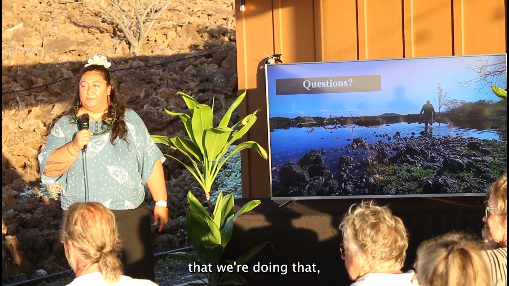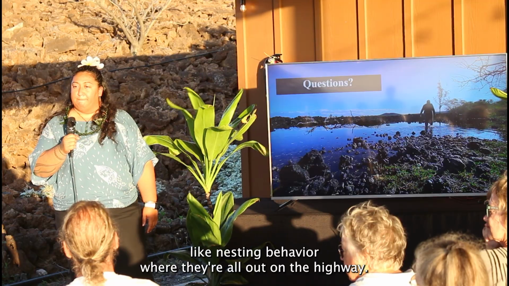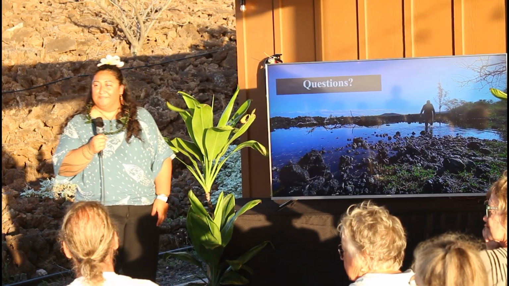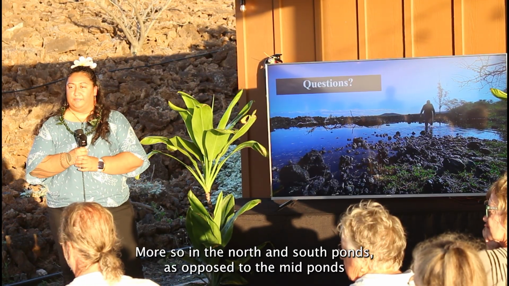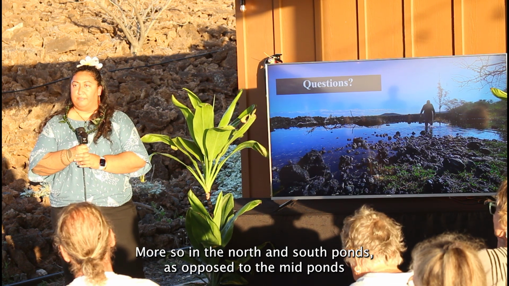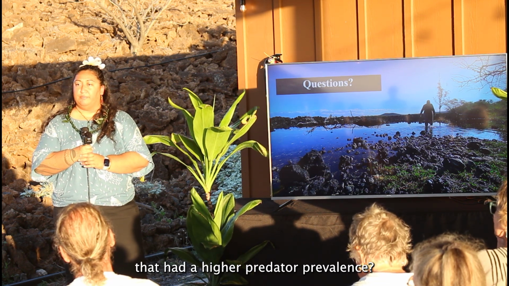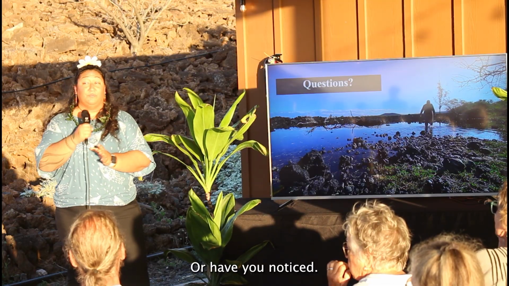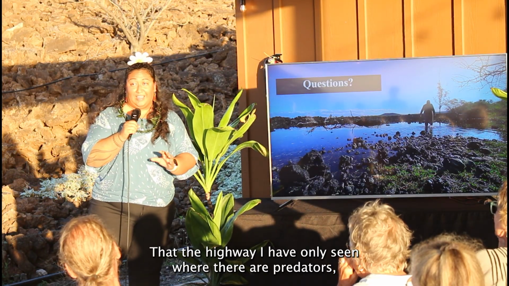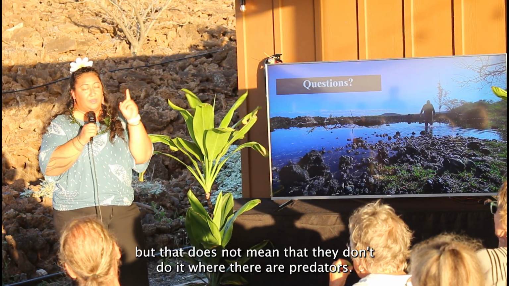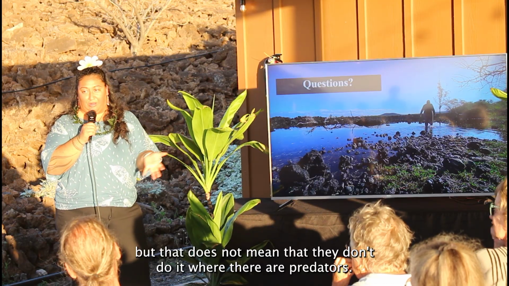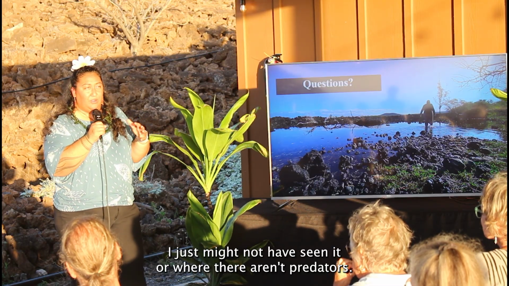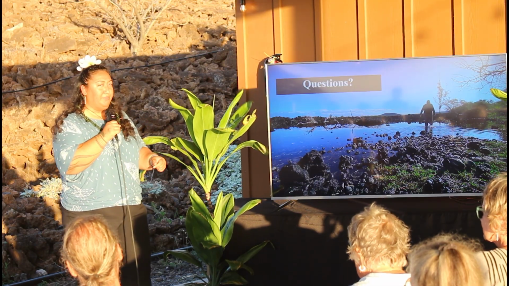For the ōpae that were doing that masting behavior, where they were all out on the highway, did you notice that more in the north and south ponds as opposed to the mid ponds that had a higher predator prevalence? The highway, I have only seen where there are predators, but that does not mean that they don't do it where there are predators. I just might not have seen it, or where there aren't predators.